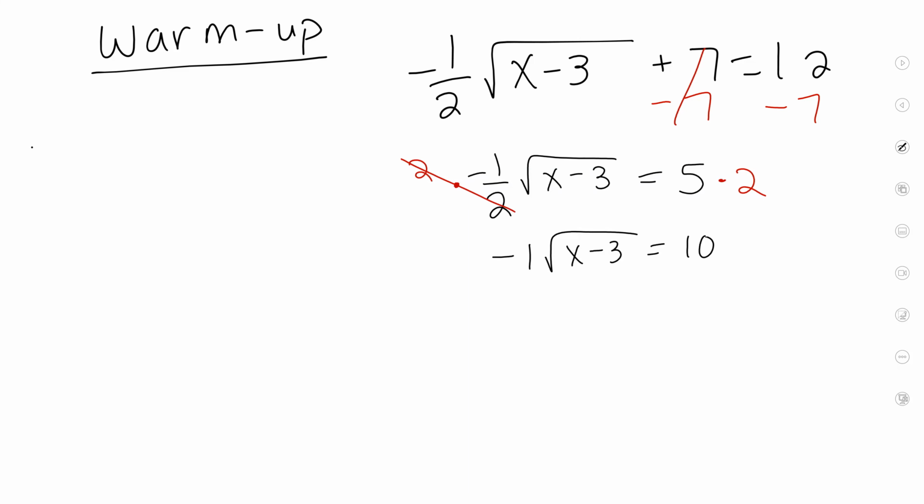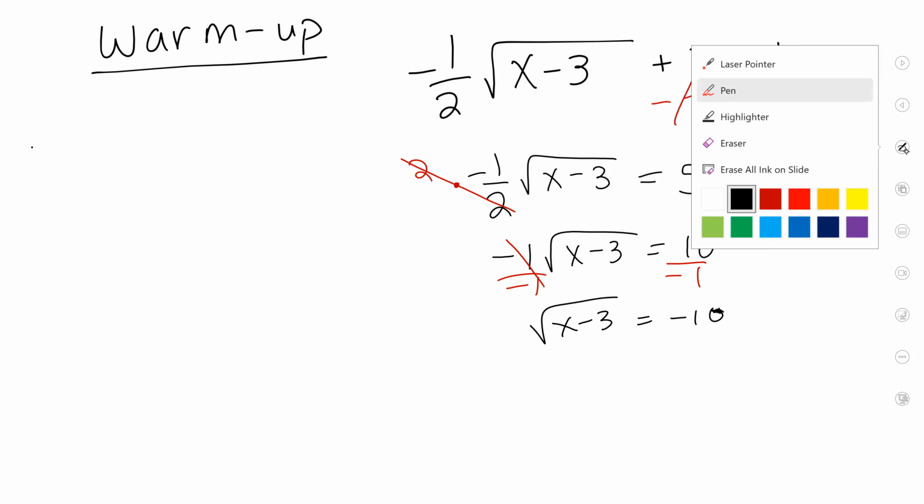What should I do next? Yep, divide by this -1 to get rid of it. All right, so now I have the square root of x minus 3 equals 10 divided by -1, which is -10. Great. No solution. Okay, maybe, we'll see.